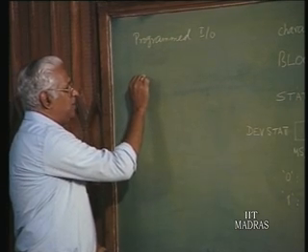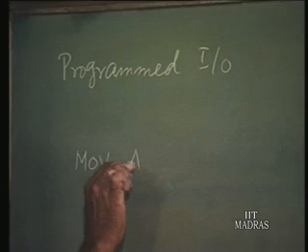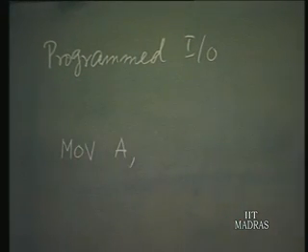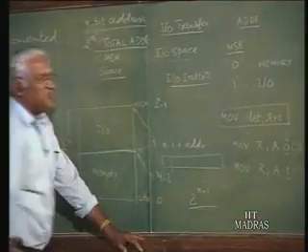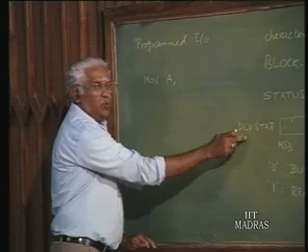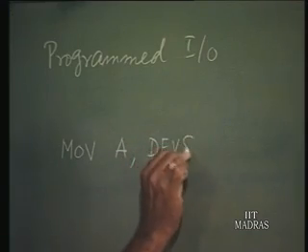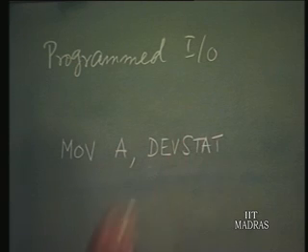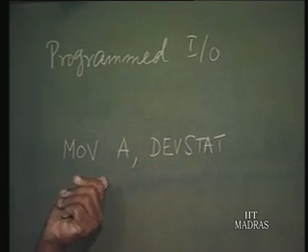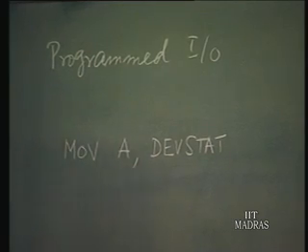say the first point is move, let us say to accumulator. I am following the same format, move destination source. So, move to the accumulator whatever you have in the device status. So, that is the address, that is just nothing but moving the status word to the accumulator which is in the CPU. And what did we say?